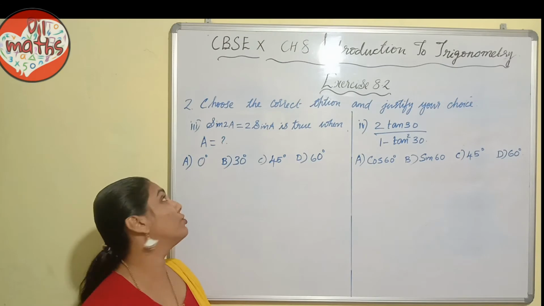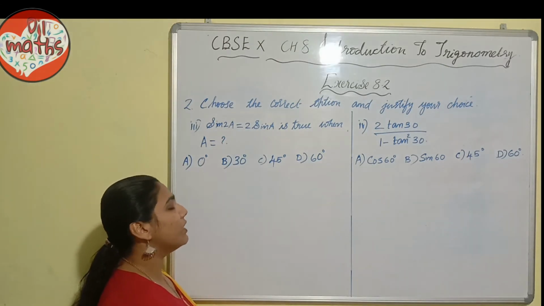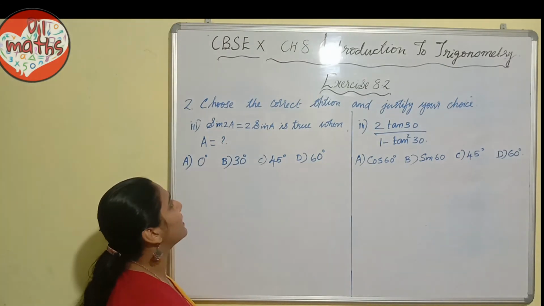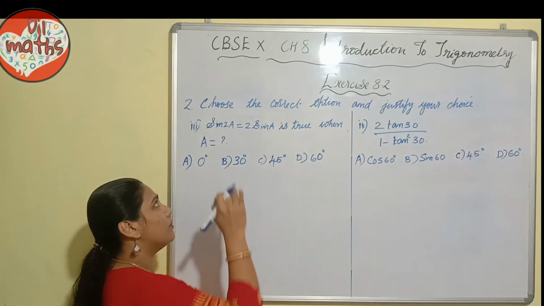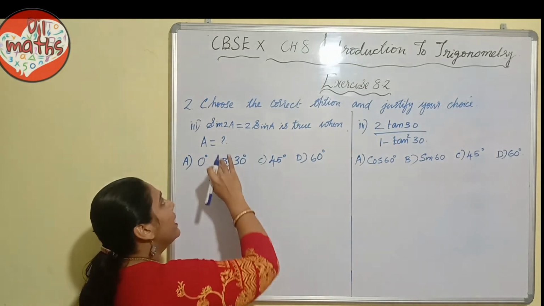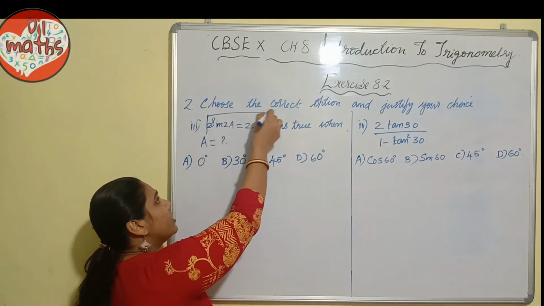Third subdivision we are going to do. So what is the question given? Sin 2A is equal to 2 sin A is true when A is equal to what? So we have to find out the angle A. That means we have to find out an angle A when sin 2A is equal to 2 sin A.